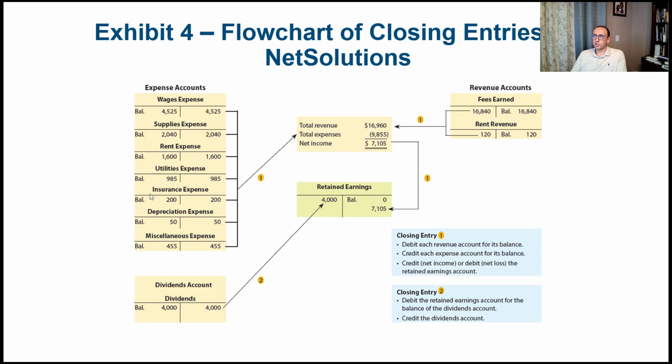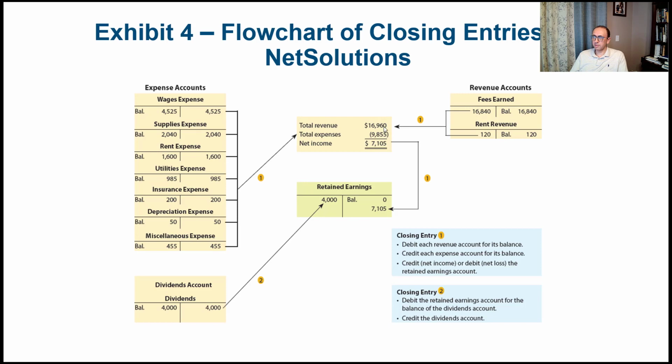So let's see an illustration for our company, which is NetSolutions. See here our revenues. They are on the credit side. We close them on the debit side and we take their total, and that's our total revenue, recorded just for our record. The same thing for expenses. They all have debit balances, and then we credit all the expense accounts: wage expense, supplies, rent, utilities, insurance, depreciation, and miscellaneous. So we credit them to close them, and we get their total, and that's the total of the expenses.